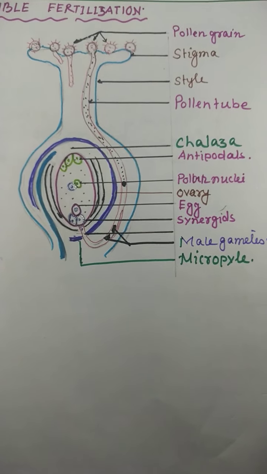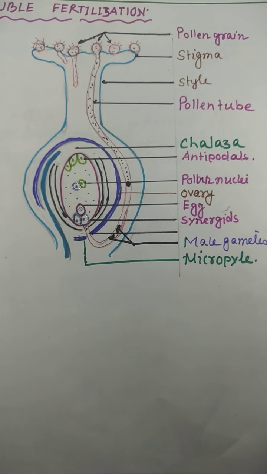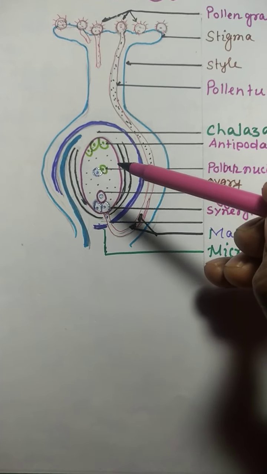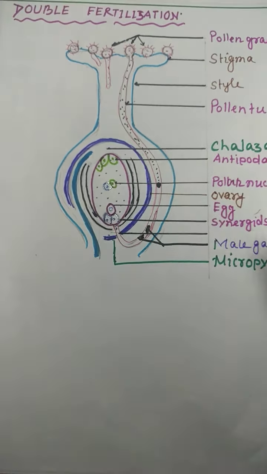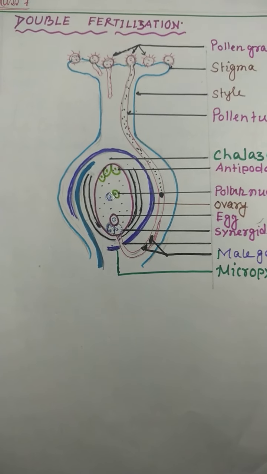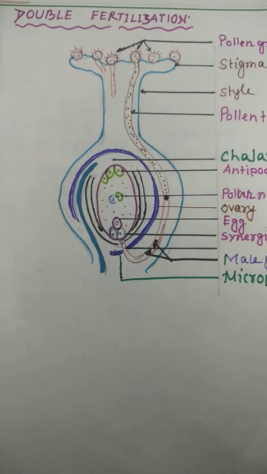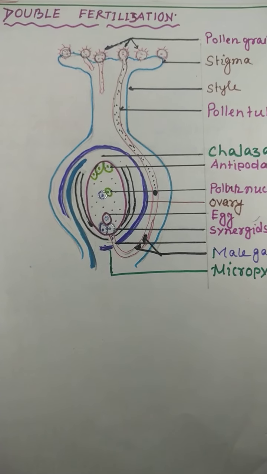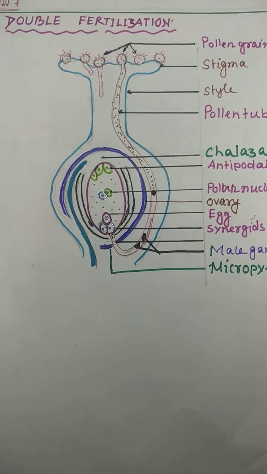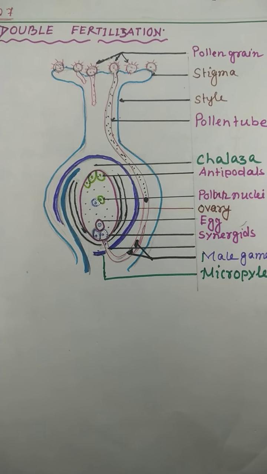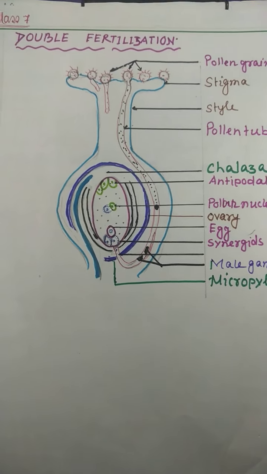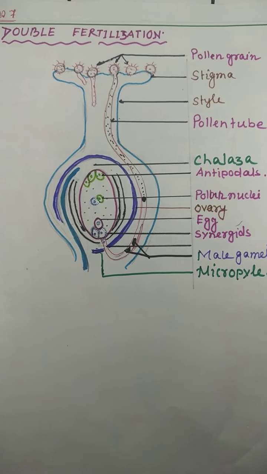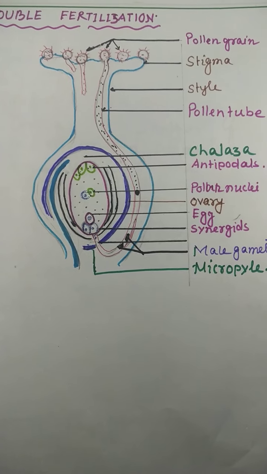After megagametogenesis, we have one 8-nucleate 7-cell embryo sac. Here is the 8-nucleate 7-cell embryo sac, this one. Then we studied pollination. Pollination is the transfer of pollen grain from anther to the stigma. Now comes the second phase where syngamy occurs. This process is called fertilization. The male gamete fuses with the female gamete and produces a diploid zygote.